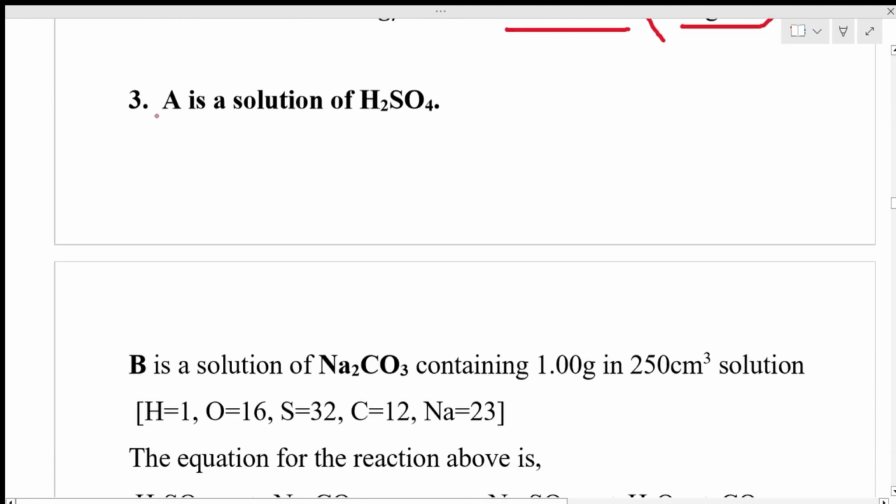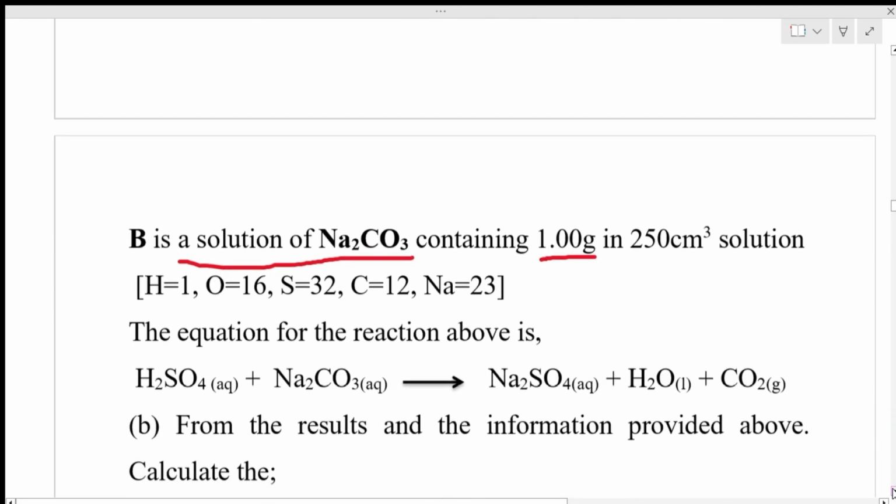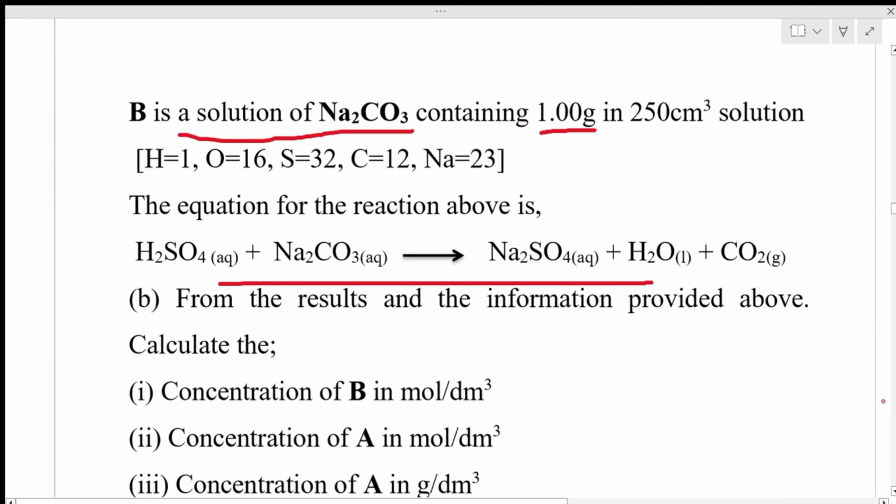Now, number 3. A is a solution of H2SO4, while B is a solution of Na2CO3 containing 1.00 gram in 250 cm³. The equation of the reaction remains this. Please take note, you can be asked to write a balanced chemical equation. That's the way it happened in alternative B, some of you that did alternative B, they asked us to write a balanced chemical equation, and we did.